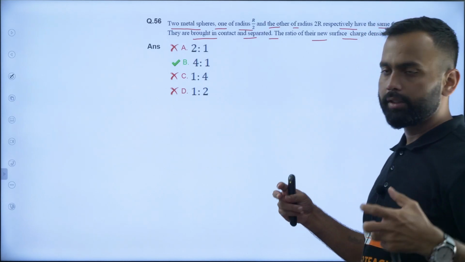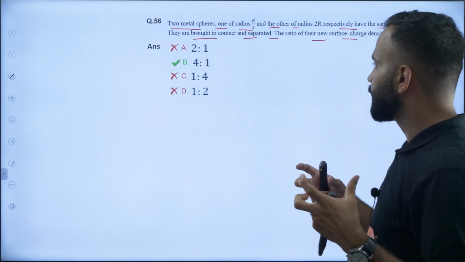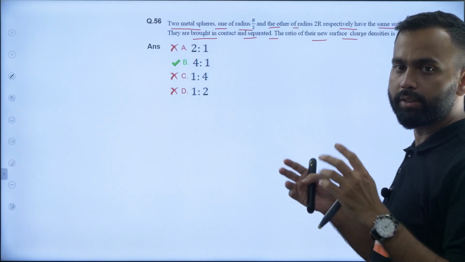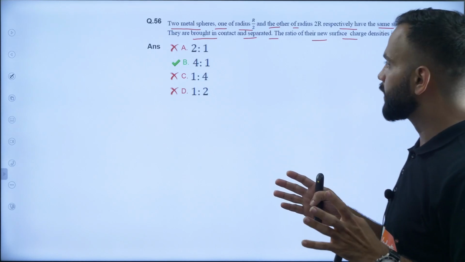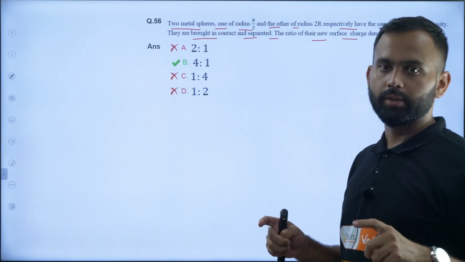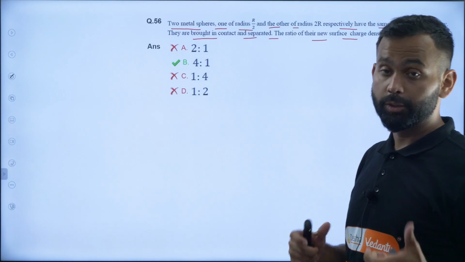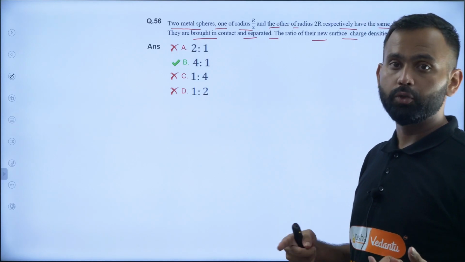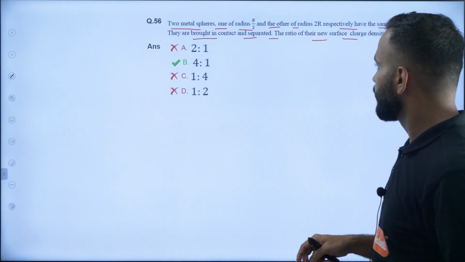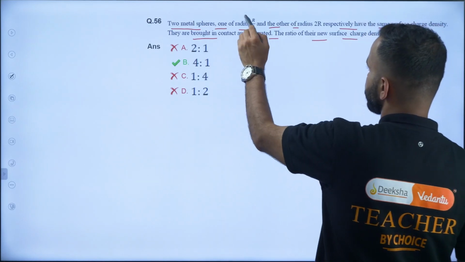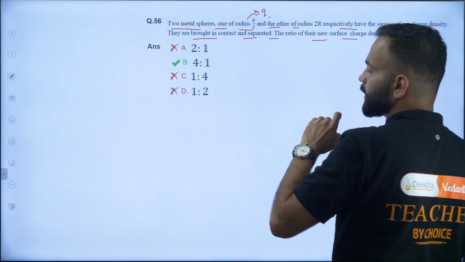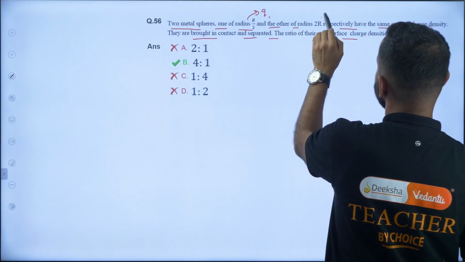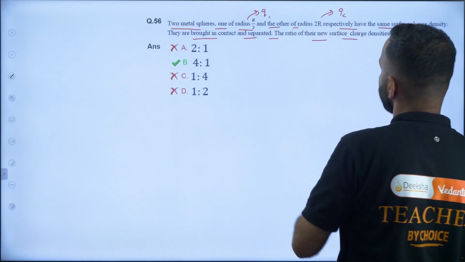So when you brought the two charged spheres in contact, what happens? The charge distribution will take place, right? So each sphere gets the charge (q1 plus q2) by 2, right? Here Q1 is the charge on the first metallic sphere, and Q2 is the charge on the second metallic sphere.